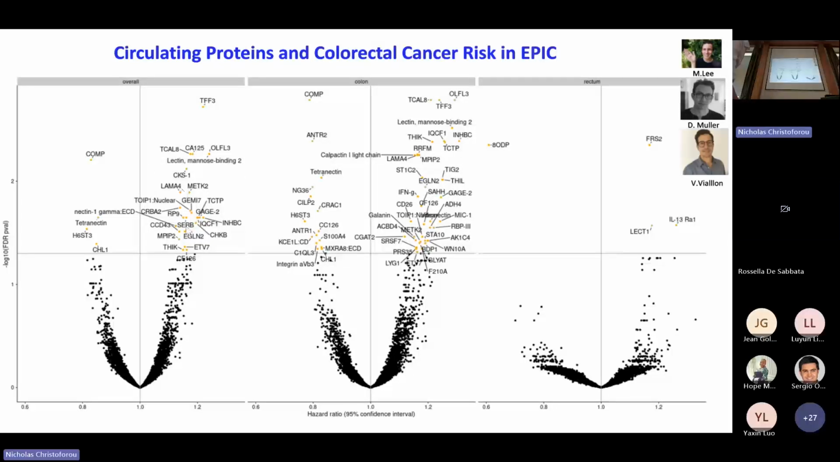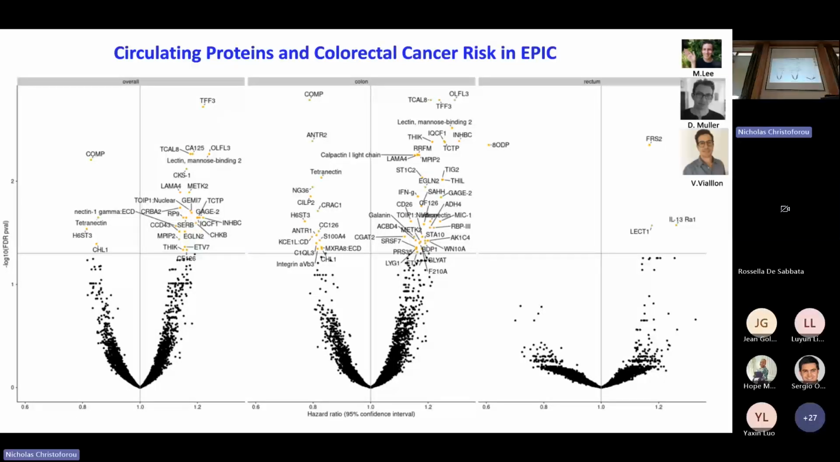Some of these proteins, so LAMA4, CRAC1, lectin mannose binding protein, tend to be proteins which are expressed within colorectal tissue and play roles in cell adhesion. They form part of the extracellular matrix of the colorectal tissue. And then other proteins such as COMP, which has this very strong inverse association with colorectal cancer development. So COMP actually encodes the gene for collagen synthesis.